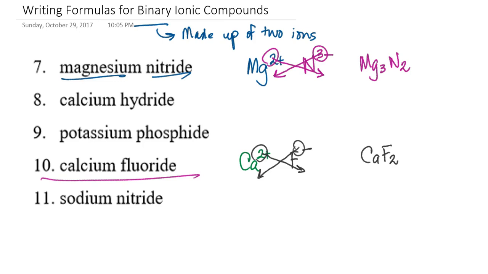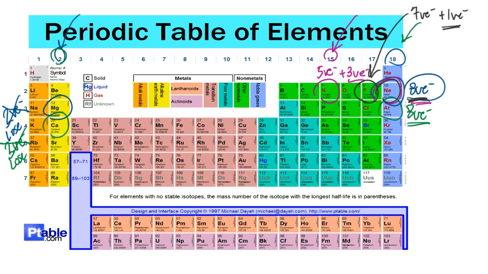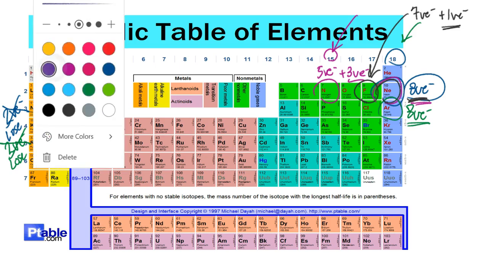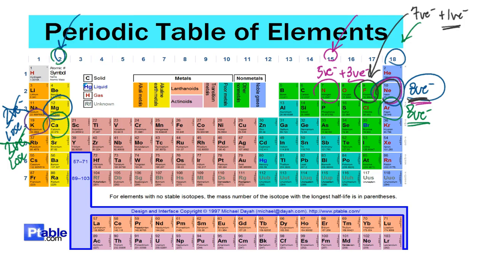Okay, let's try one more. Let's try potassium phosphide. So if I go into my periodic table and I locate potassium, potassium is here, in group 1, so that means that it has 1 valence electron. Its closest noble gas is argon. And so, once again, argon being in group 18, it has 8 valence electrons.